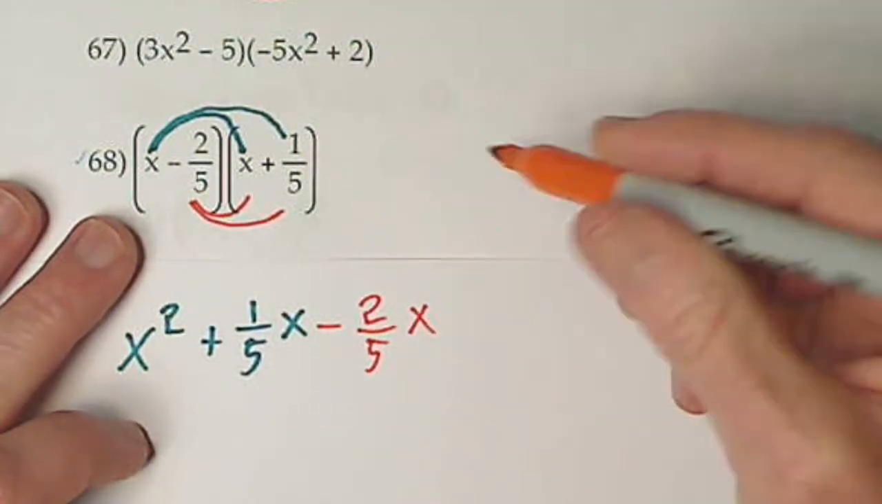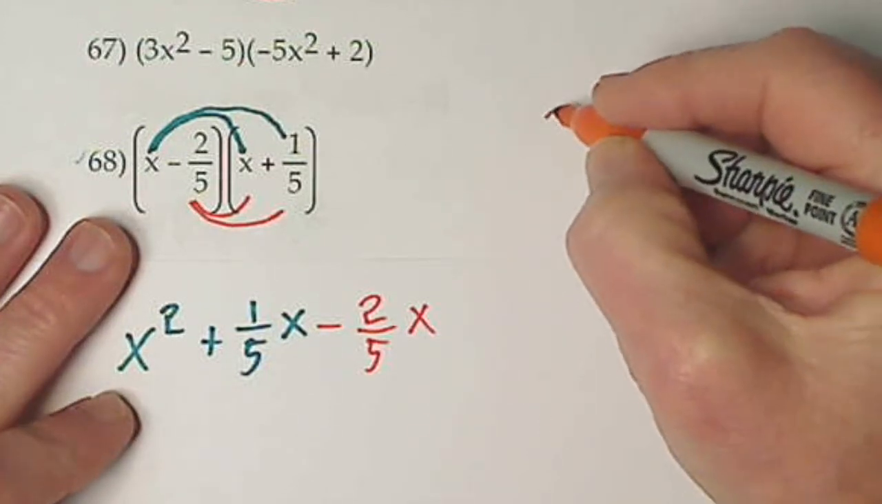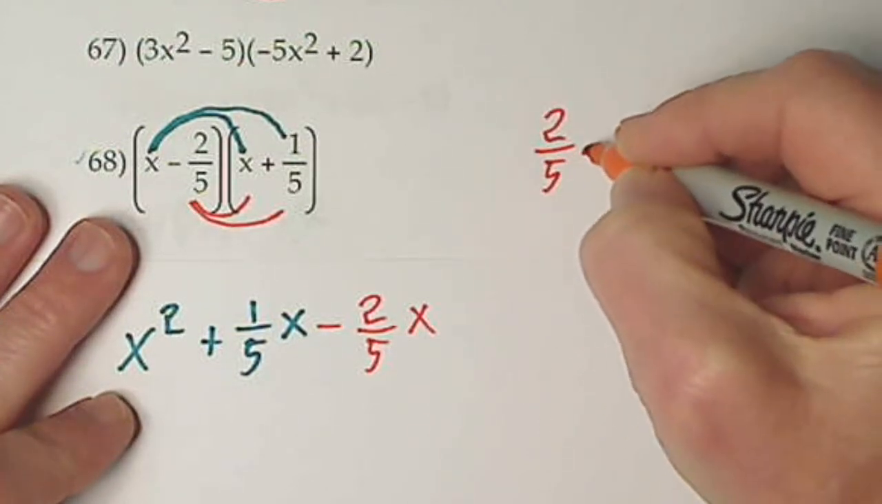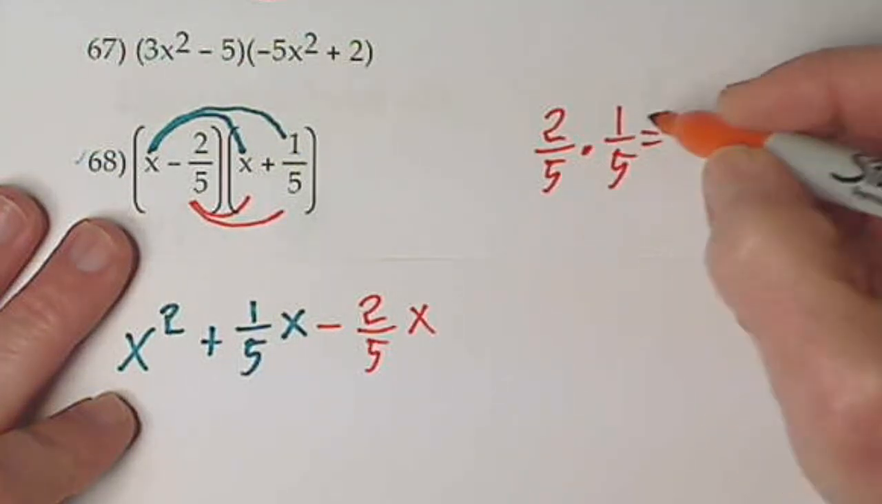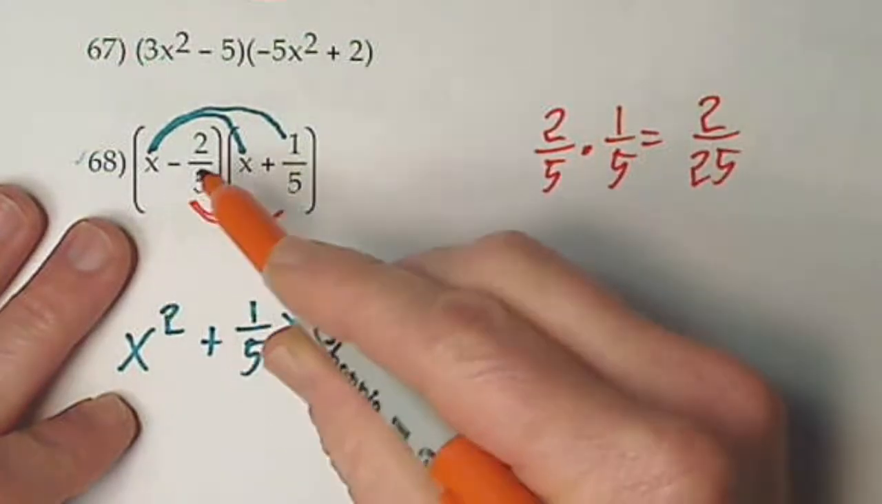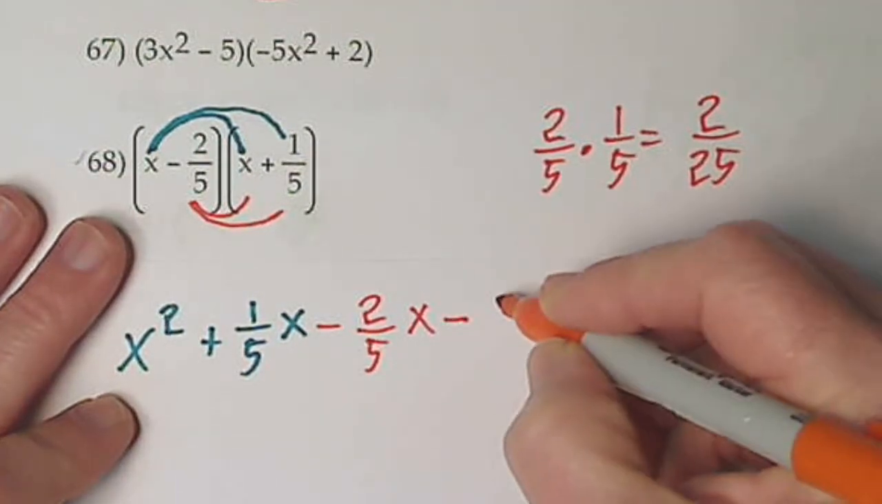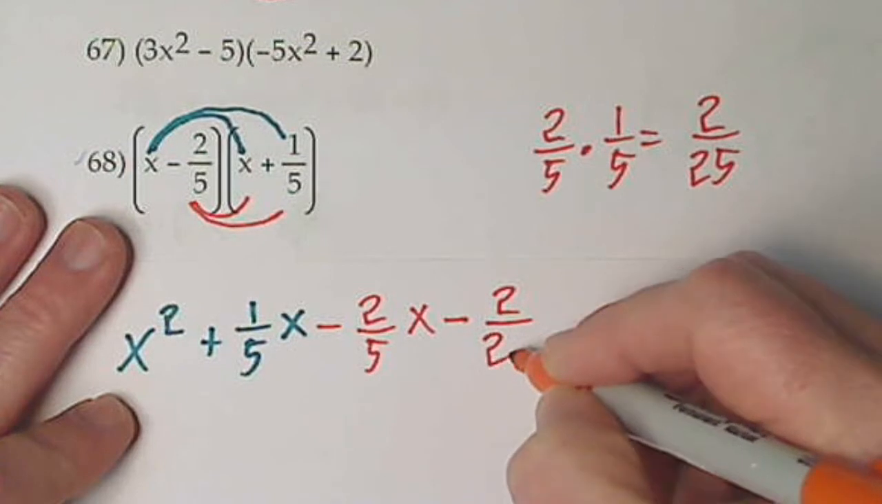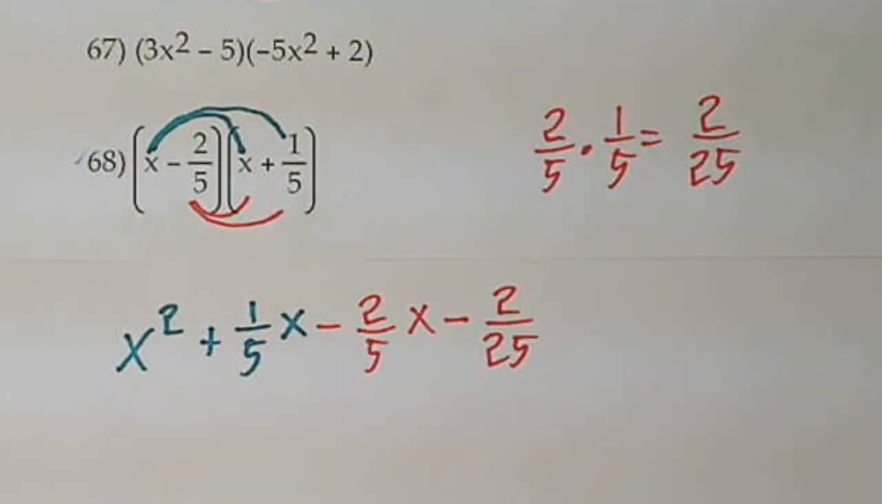You can probably do it in your head, but it might get confusing. Just be careful with your fractions. 2/5 times 1/5 is equal to 2 times 1 is 2. 5 times 5 is 25. Okay? And negative times positive will be a negative. So this is negative 2 25ths.